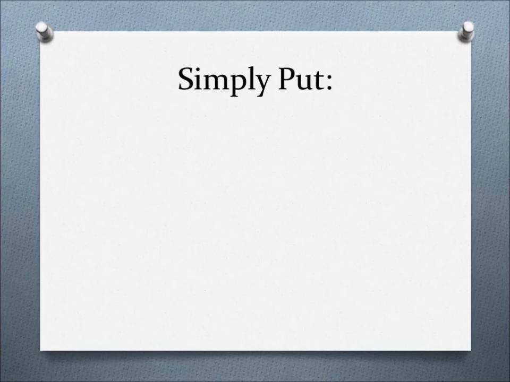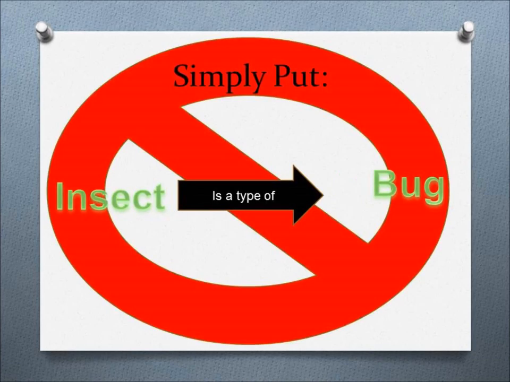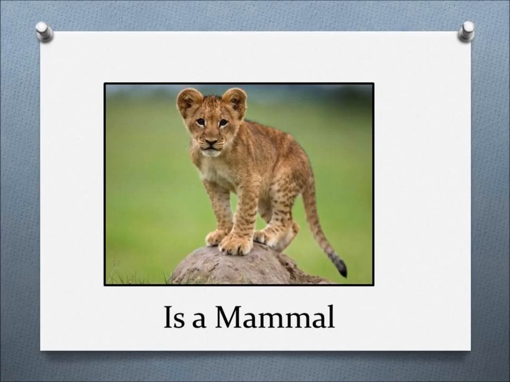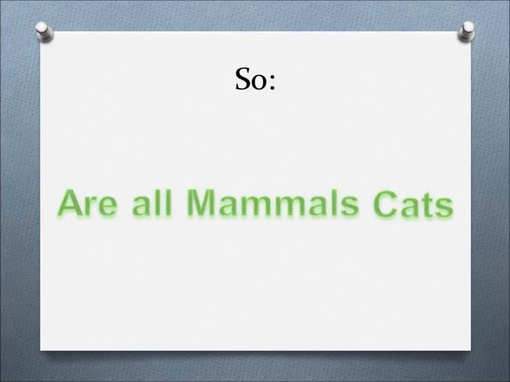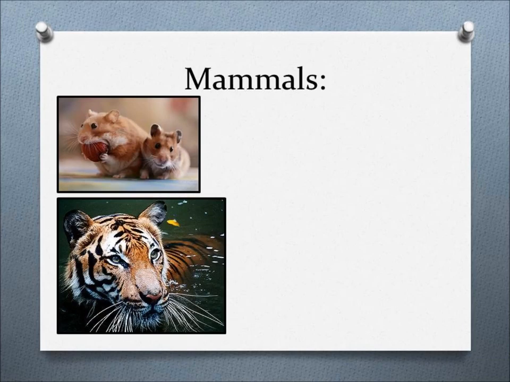The definition for a bug is as follows. A true bug is a subset of insect in the order of Hemiptera that has piercing and sucking mouthparts. To put it more simply, a bug is a type of insect, but an insect is not a type of bug. Let's use an analogy.